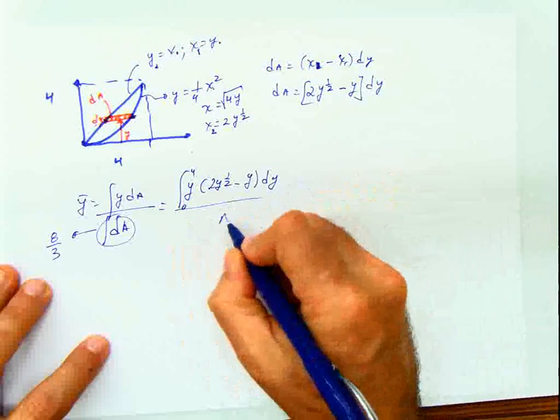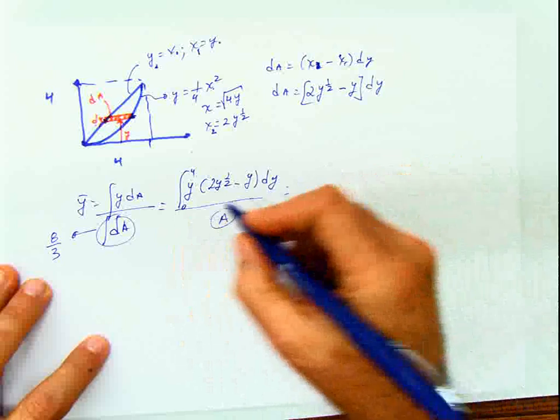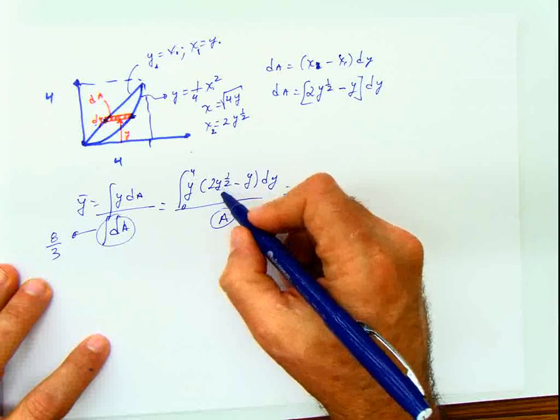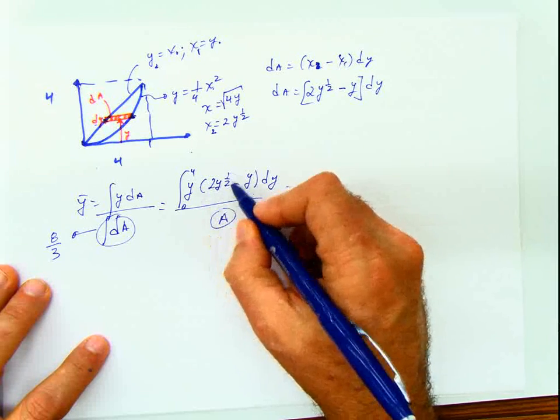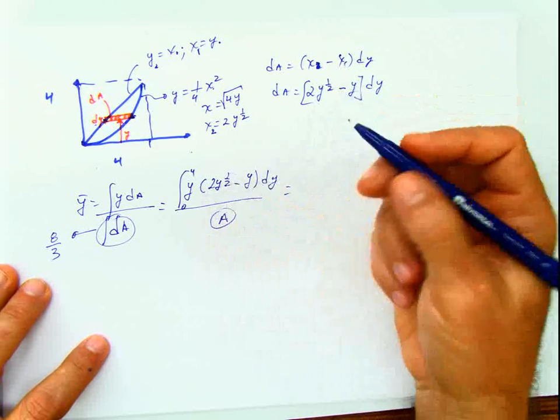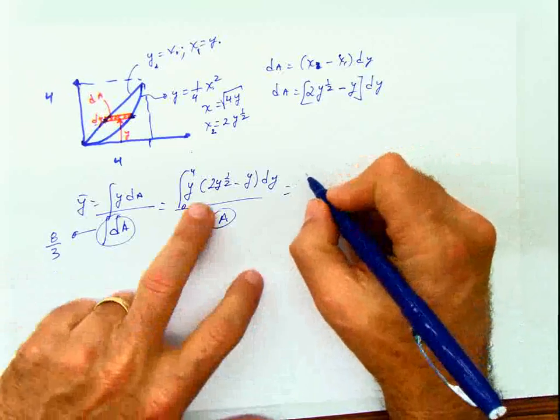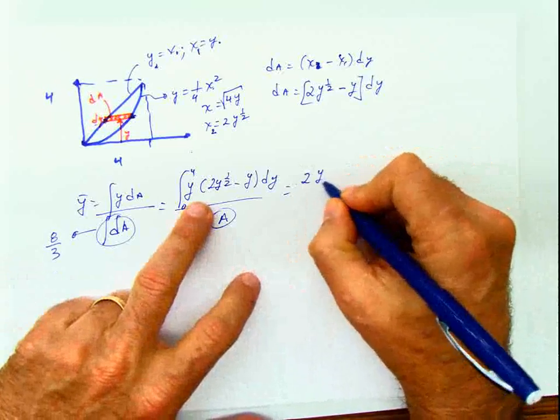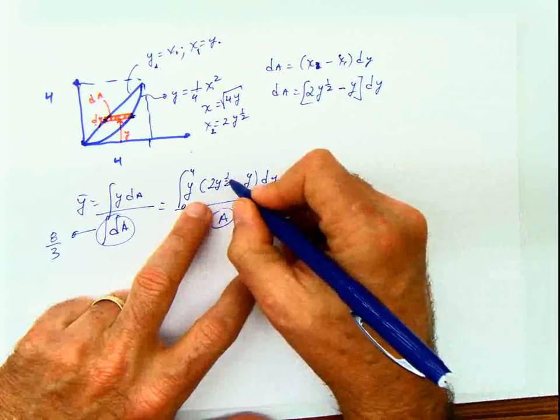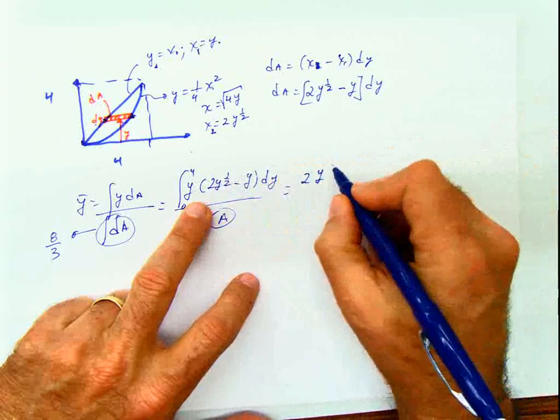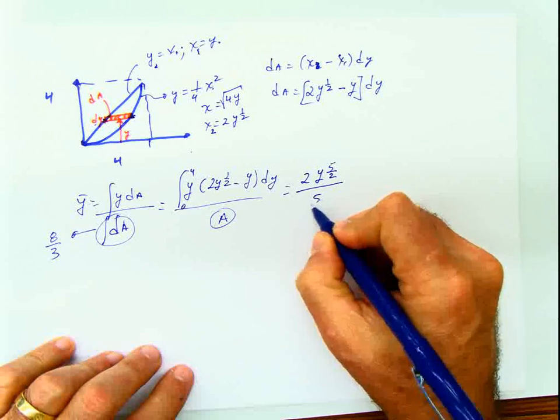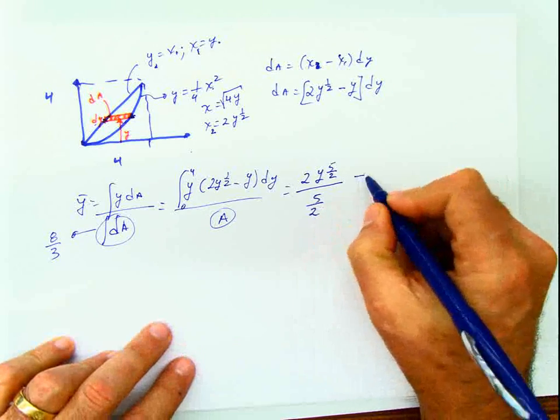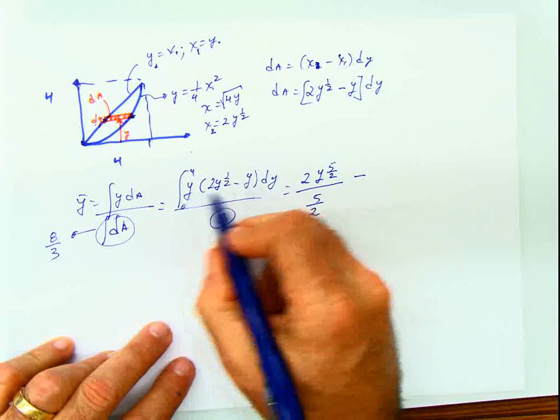So this is going to be divided by the area. This is 1/2 plus 1 is 3/2 plus 1 is 5/2. So basically this is going to be 2 times y to the 3/2 plus 1, which is 5/2, divided by 5/2, minus, this is y times y is y squared.